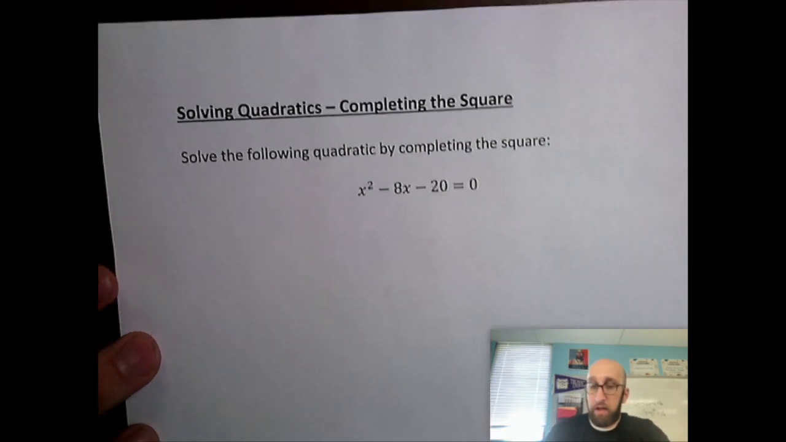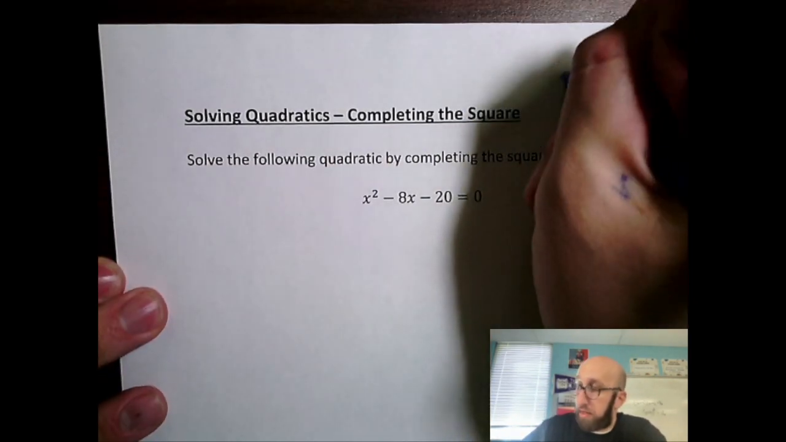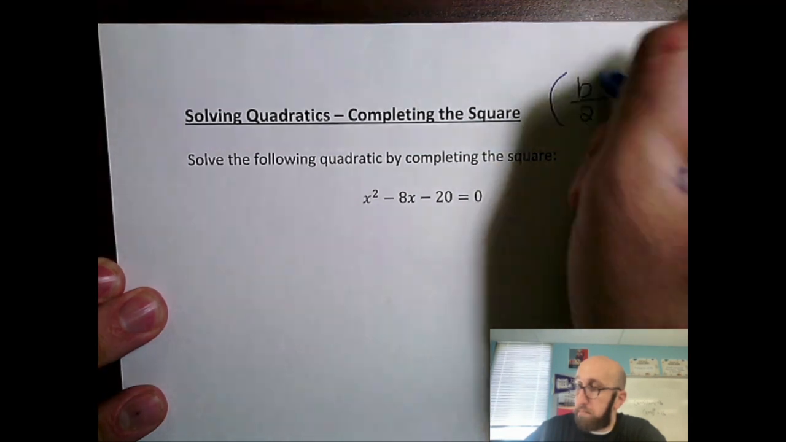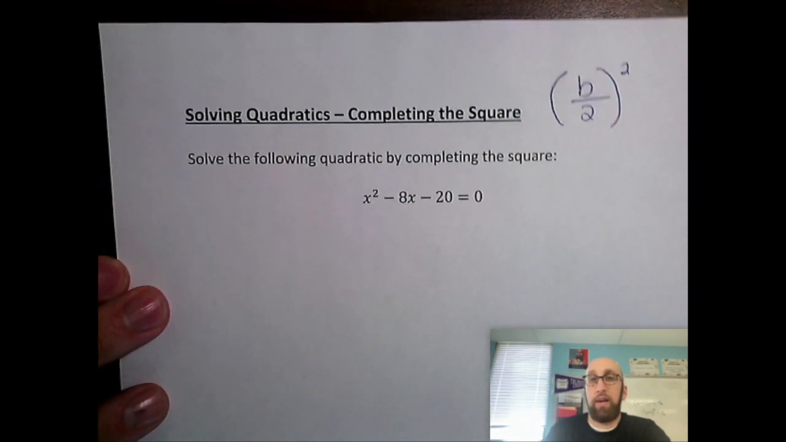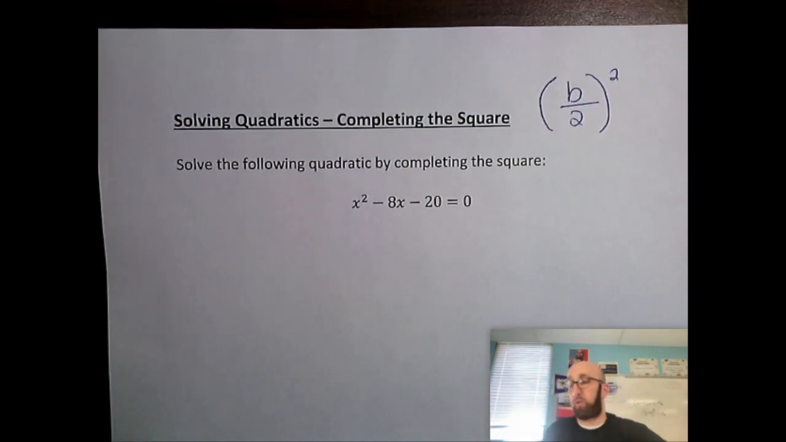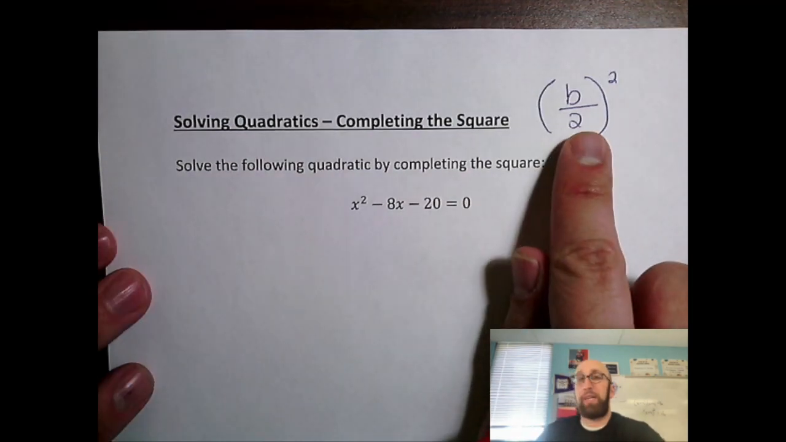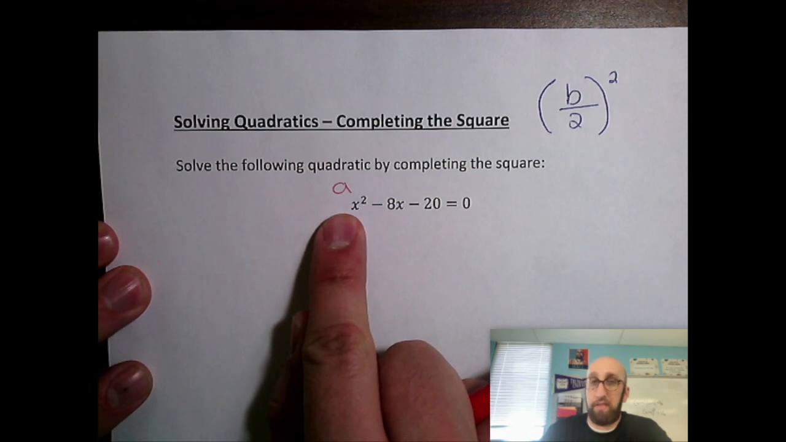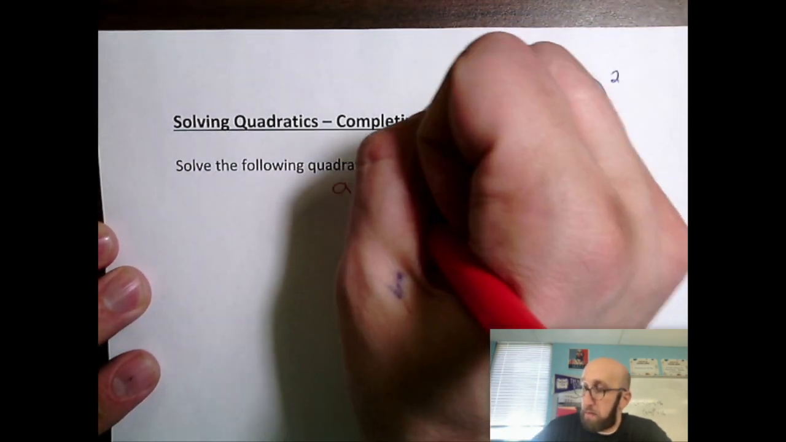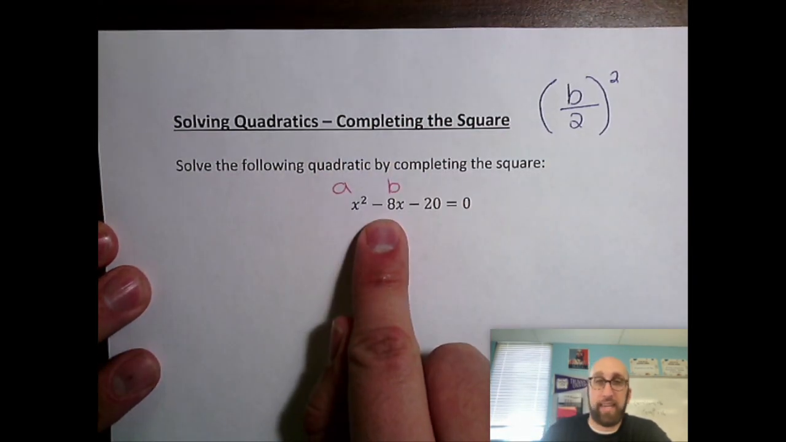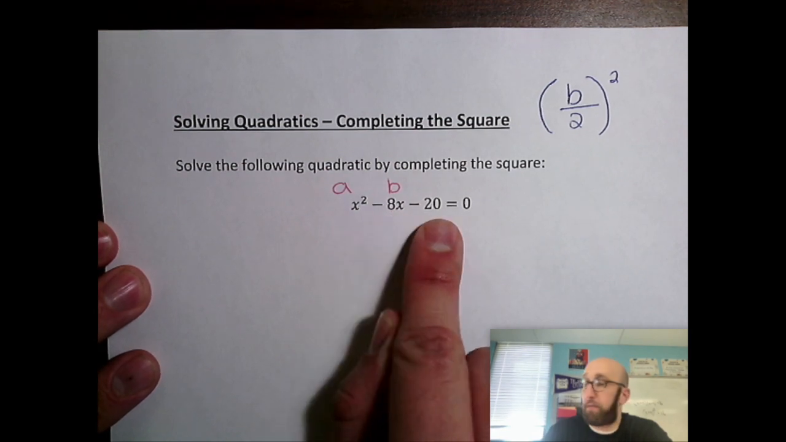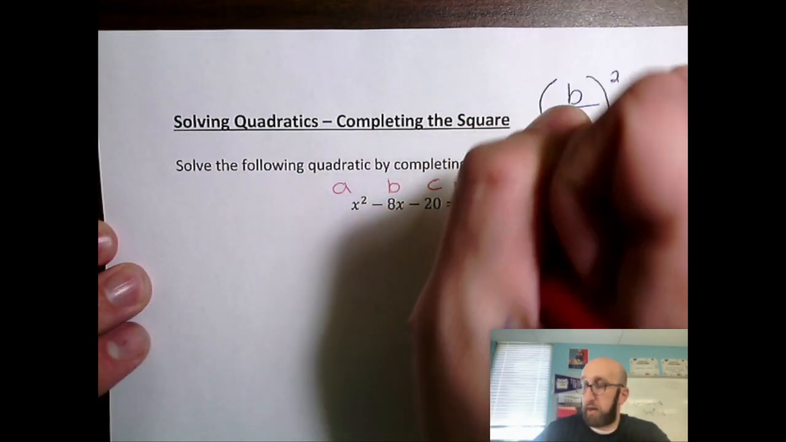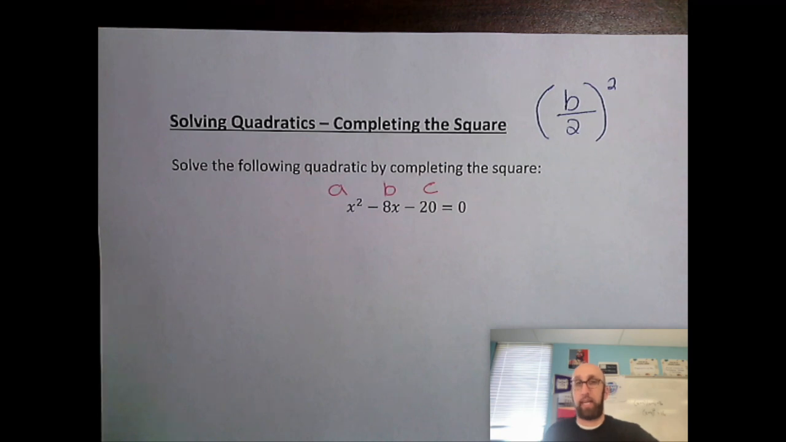So here we go. If I'm completing the square, the thing that comes to mind for me is I immediately think about taking b, dividing by 2, and squaring it, okay? So where this b is coming from is the coefficient in front of the x squared, that's what a would be. The coefficient in front of x, that is b, which is going to be key for us. And the constant there, that is c, okay?